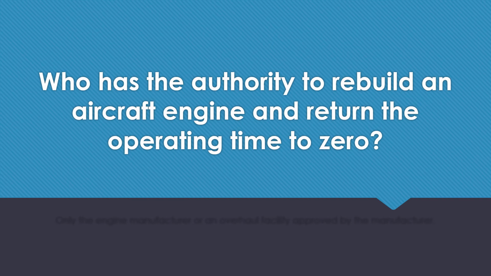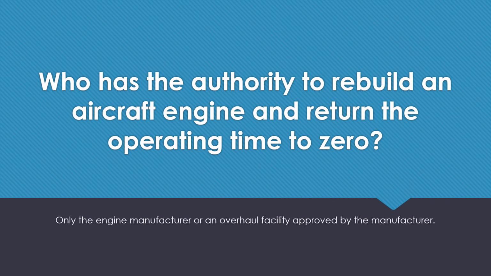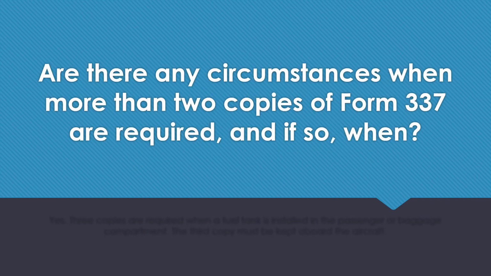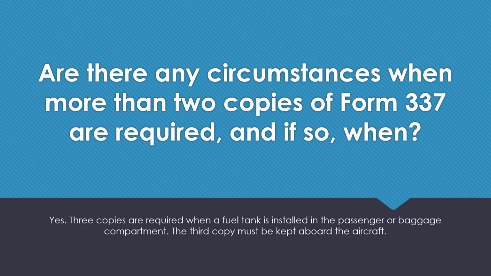Who has the authority to rebuild an aircraft engine and return the operating time to zero? Only the engine manufacturer or an overhaul facility approved by the manufacturer. Are there any circumstances when more than 2 copies of Form 337 are required, and if so, when? Yes, 3 copies are required when a fuel tank is installed in the passenger or baggage compartment. The third copy must be kept aboard the aircraft.